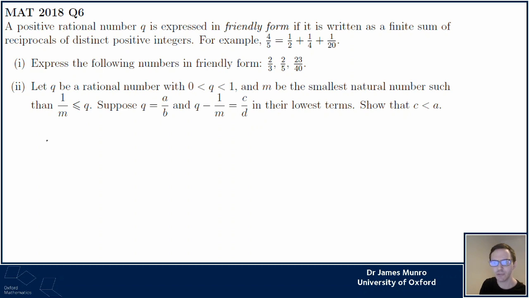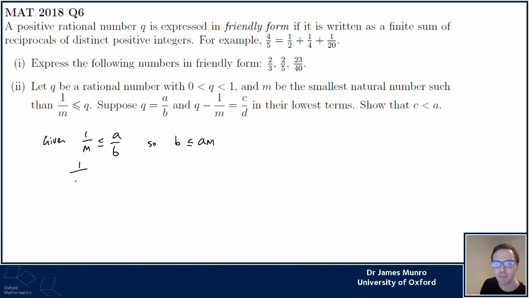I'm given that 1/m is less than or equal to a/b. I suppose everything's positive, so I can say that b is less than or equal to am. Okay, fair enough. What's this thing? m is the smallest natural number such that this is true. How can I turn that into maths?